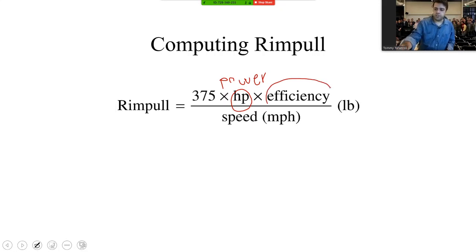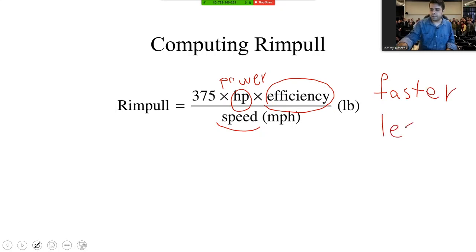So efficiency is another factor, and efficiency is most of the time given to us. It ranges from 0.8 to 0.85 in most cases. It will be given to us, and like I mentioned earlier, it also depends on the speed. I mean, it is inversely connected with the speed. The faster you move, okay, the less rim pull you will get, okay?